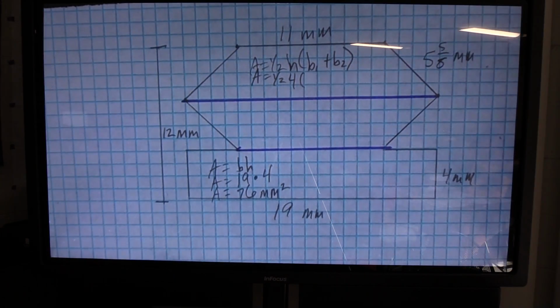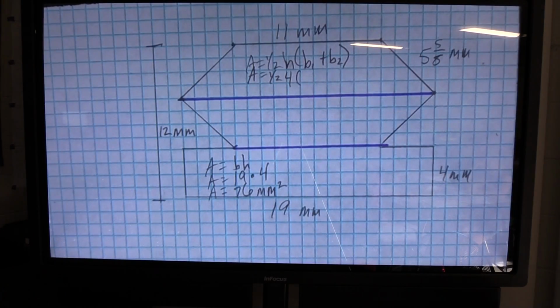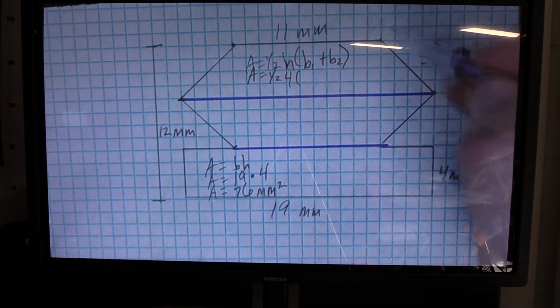Now, one thing I want to point out is this value here. It says 5 5/8 millimeters. Is that anything that we need, or is that extraneous data? That's extraneous data. We don't need to know this side length at all.